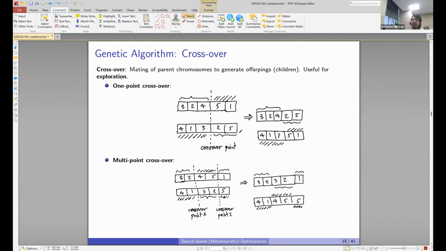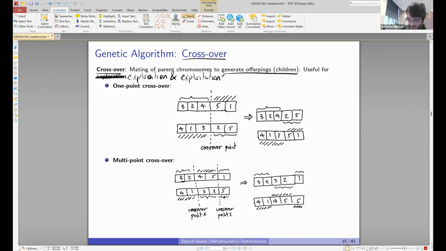Okay, now that we have found the parents, for the sake of natural selection, what do we do? Let's let them mate in order to generate the children of the next generation. How do we do that? That's called crossover in genetic algorithm. Mating of parent chromosomes to generate offsprings or children. It's good for both exploration and exploitation.